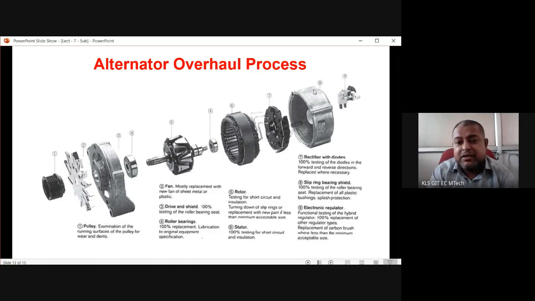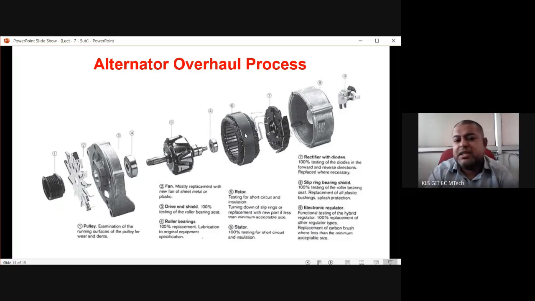And this side there will be the casing, and inside that there are rectifier diodes, slip ring bearing, and there will be electronic regulators. This is the rotor part, and this is the stator part. So rotor is this number 5, and stator is 100% tested for short circuit and insulation like this. And inside this there are the rectifiers and diodes, so this thing is fitted here. Slip ring, bearing shield, they are here. So you can check this diagram.